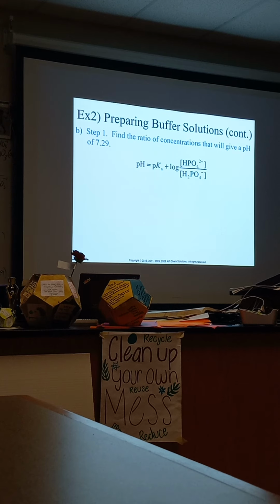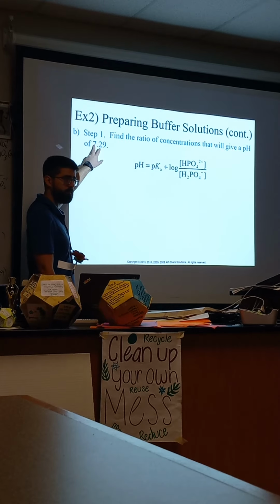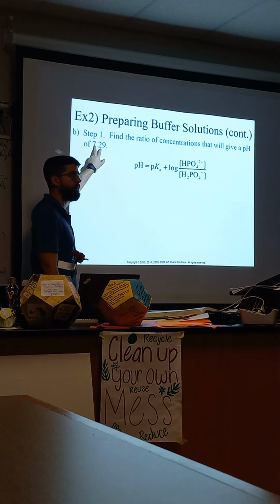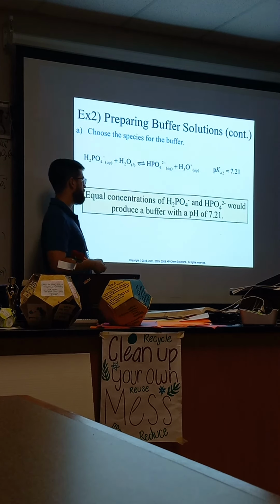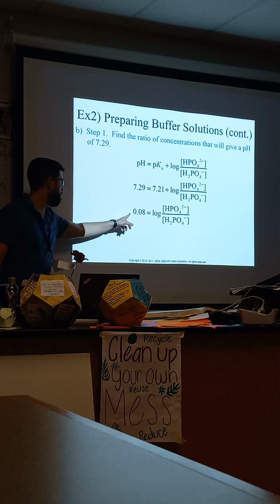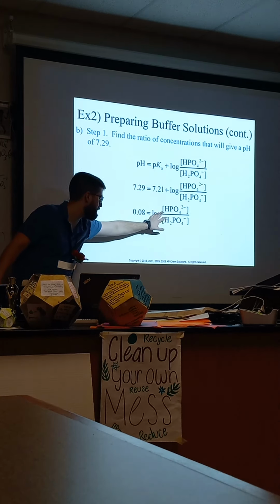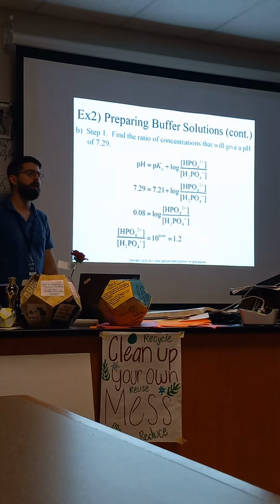We're going to use Henderson-Hasselbalch. Guys, what am I putting in for pH? 7.29, right? And then what was our pK we're using? 7.21. Okay? Guys, how do I solve this? Well, you subtract 7.21 from both sides. Okay? And then how do I move on? 10 to the 0.08, and then 10 to this, which crosses out the log. Okay, and that gives us a ratio of 1.2.